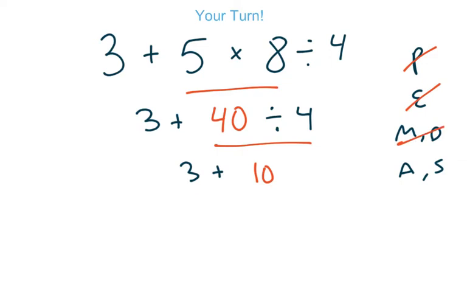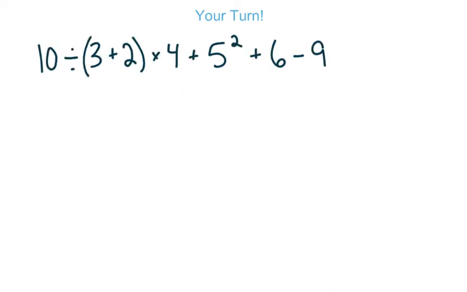The last thing is addition or subtraction, and I do have that. I have 3 plus 10, which is 13. So 13 is your final answer. I always like to circle it so my teacher knows that's my final answer. So I'll leave you with this challenge problem.